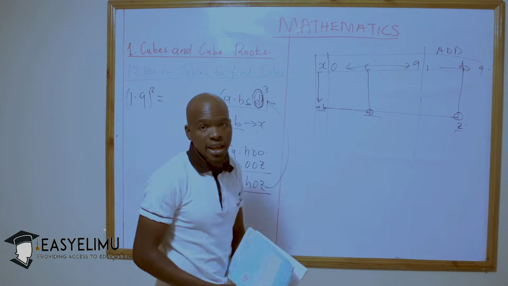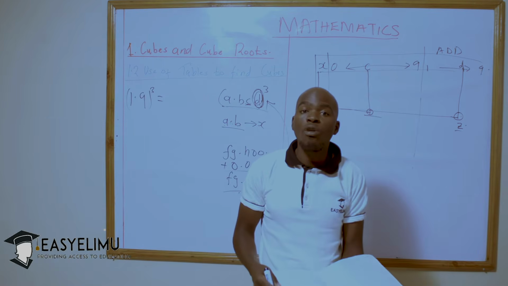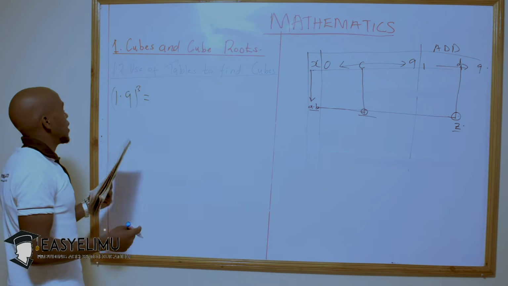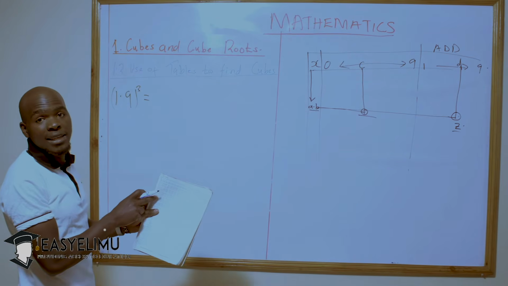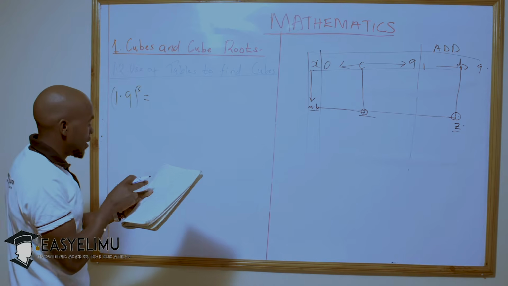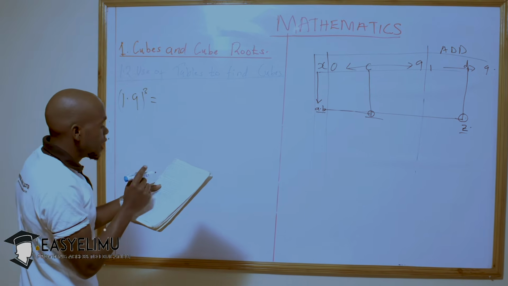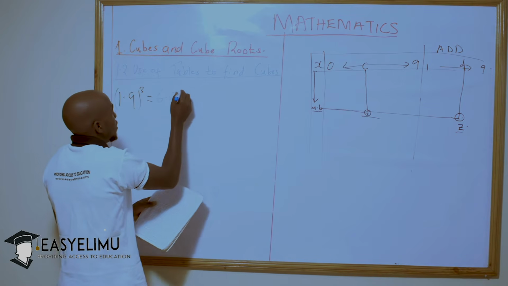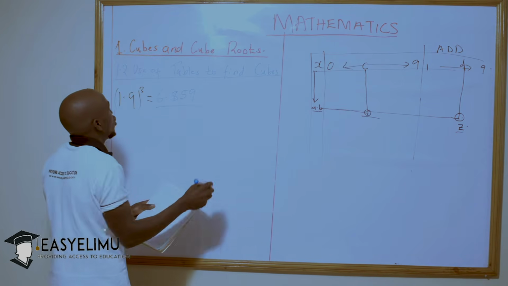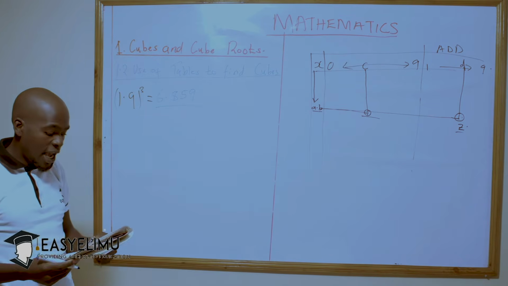Now using the same technique, let's find the cube of 1.9. You view 1.9 under the column of 0 because it has no additional digit. So it will give you 6.859. 6.859. And this is the cube of 1.9.